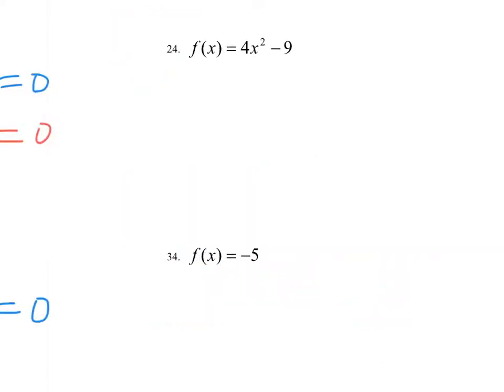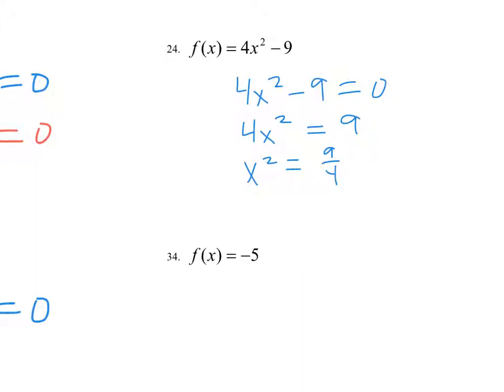Okay, let's look at 24. This one's a little bit different. Here's our case where we don't have an x term. So when we set this equal to 0, we are going to try to get that x squared by itself. So let's add 9 to both sides. So we get 4x squared equals 9. Divide both sides by 4, so we get x squared equals 9/4. We take the square root of both sides, we're going to get x equals plus or minus, right? If we take the square root of 9 over 4, well, that's going to simplify to 3 over 2.